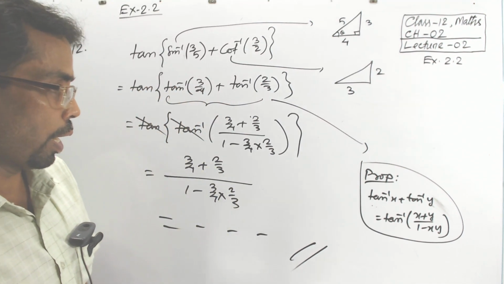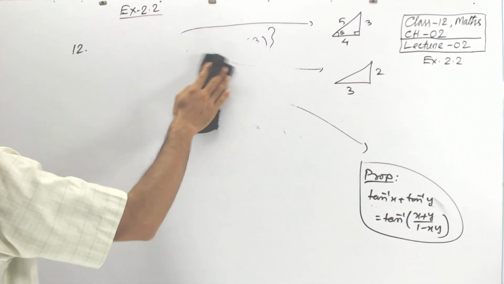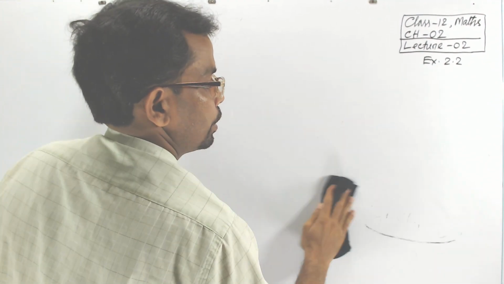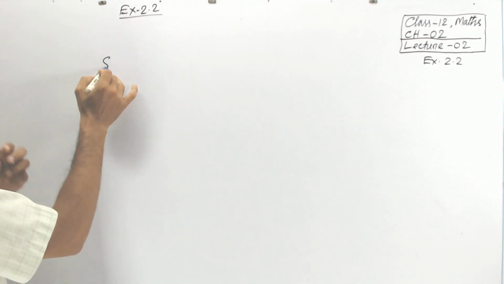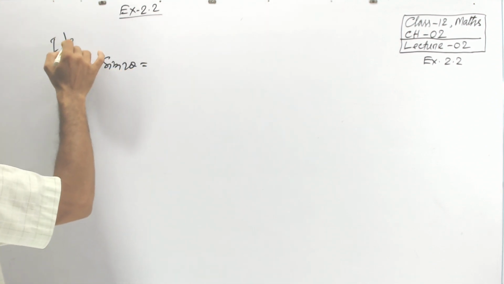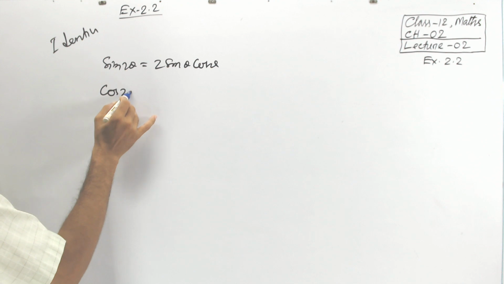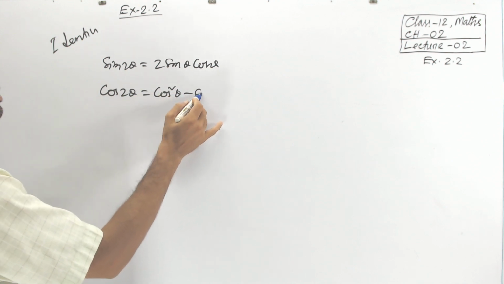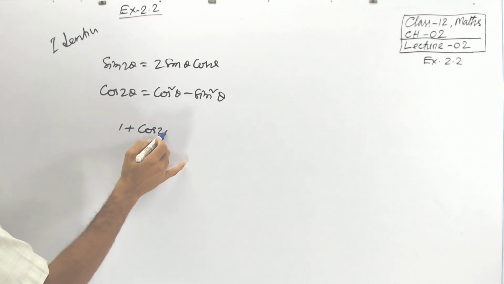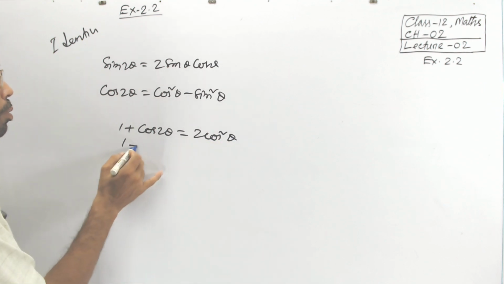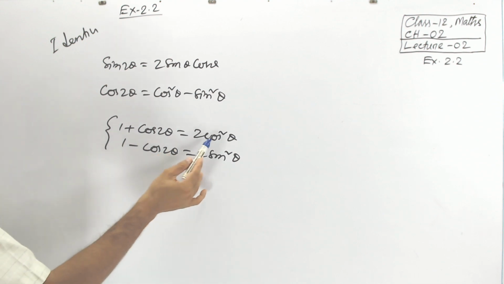Now I'll give all the trigonometric identities together so that you can memorize them easily. The trigonometric identities we have used here: sin 2 theta is 2 sin theta cos theta. Cos 2 theta is cos square theta minus sin square theta. Then we have another identity: 1 plus cos 2 theta is 2 cos square theta, 1 minus cos 2 theta is 2 sin square theta. Memorize these two identities together. Plus is cos, minus is sin.